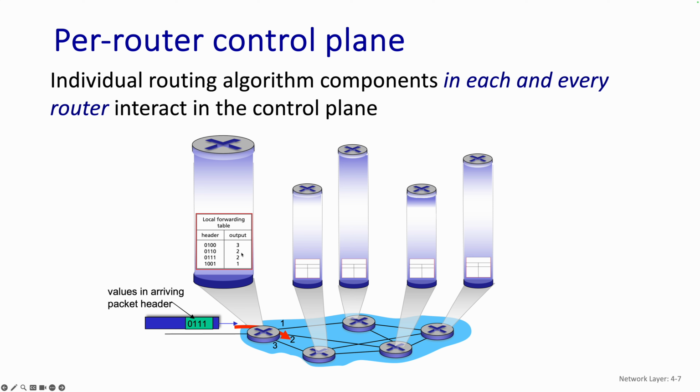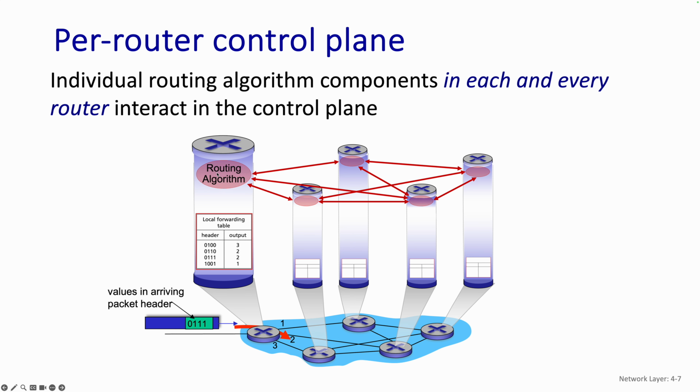But how did this get populated in the first place? So there's this routing algorithm. So there's this communication between these different routers. Now they're not communicating data to each other. They're communicating control messages to each other. That's why it's called the control plane, because they're sending messages. Even if there was no data being sent between these routers, they'd still be sending messages to each other to update this forwarding table, to communicate with this routing algorithm. And then this routing algorithm is what influences this forwarding table.